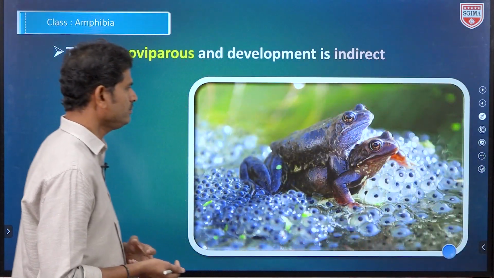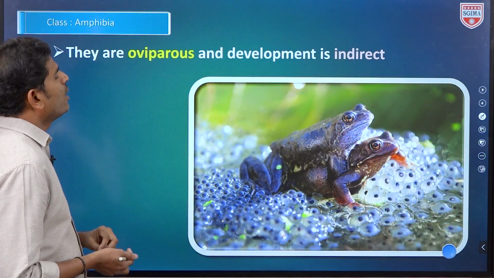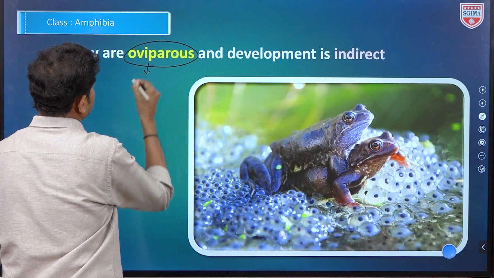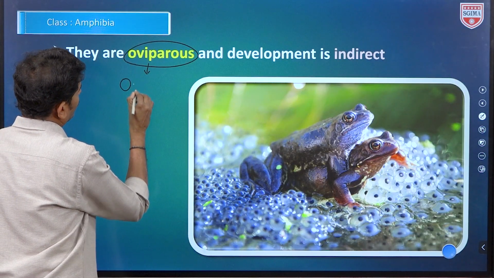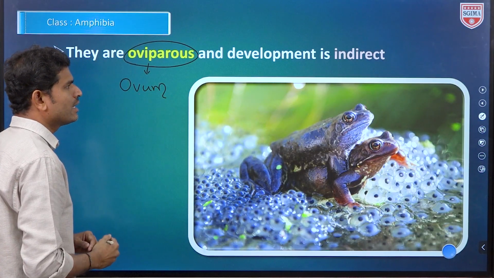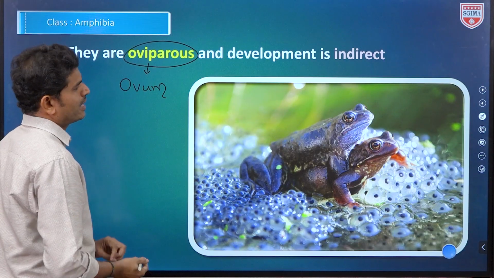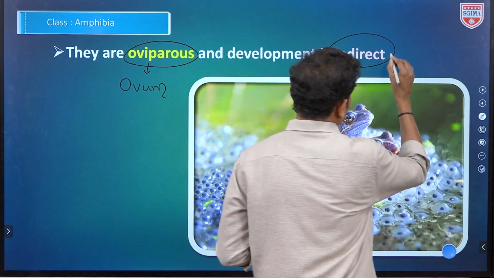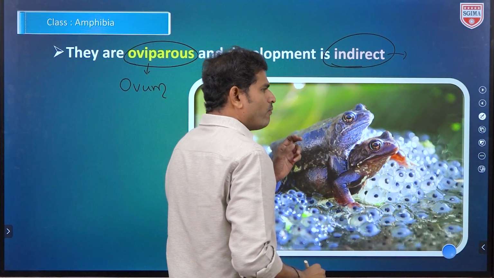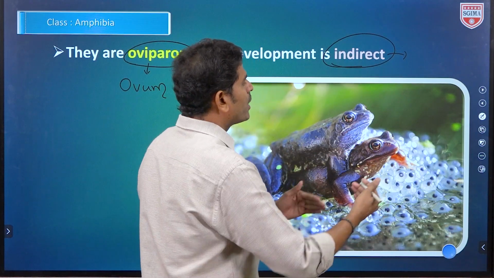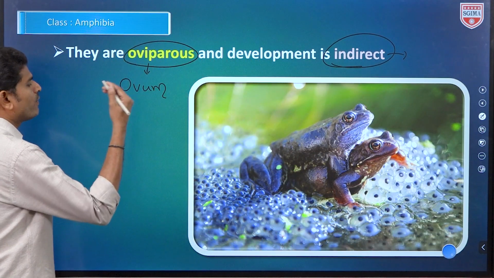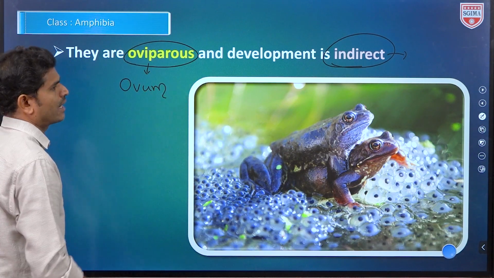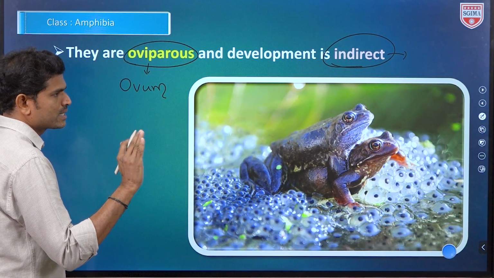Yes, see this one. They are oviparous. Now oviparous, what does oviparity mean? Ovi indicates ovum, so these release the ovum. So oviparous, and development is indirect. Now we only discussed that development is indirect. What does indirect development mean? From the egg, a larva comes out, the larva undergoes metamorphosis, and then finally it becomes related to the mother or same species organisms. Until then, it is not similar to the same species organisms.